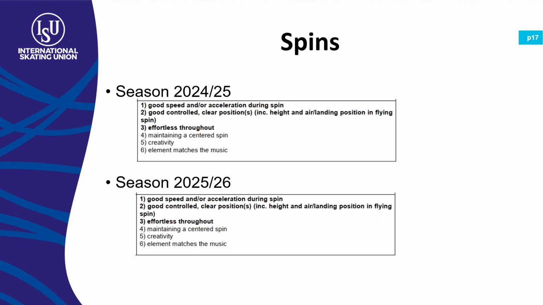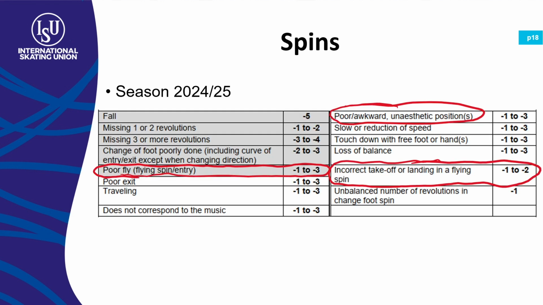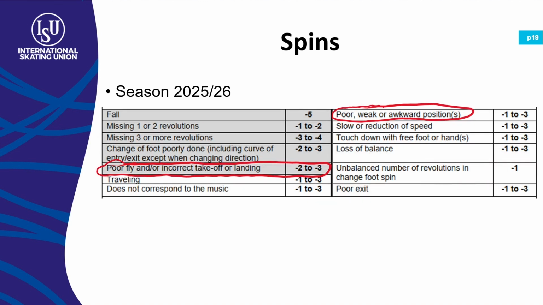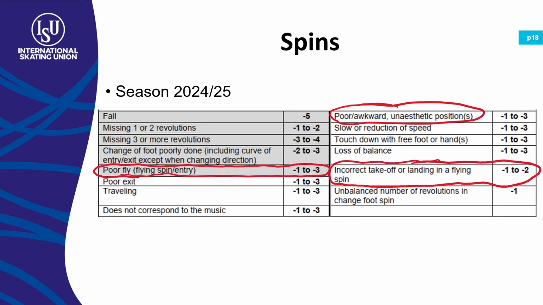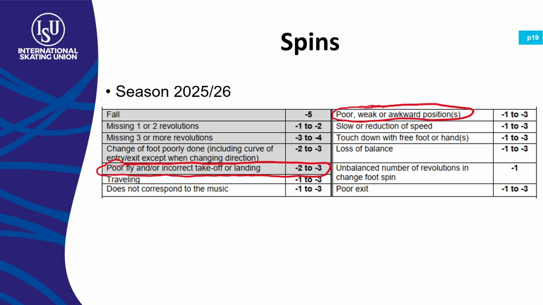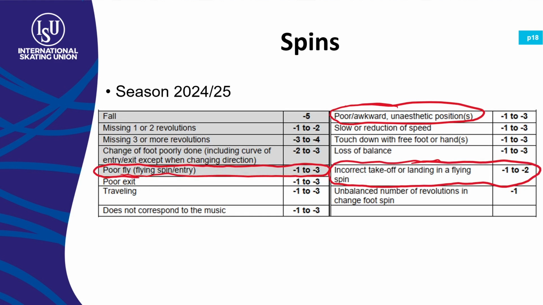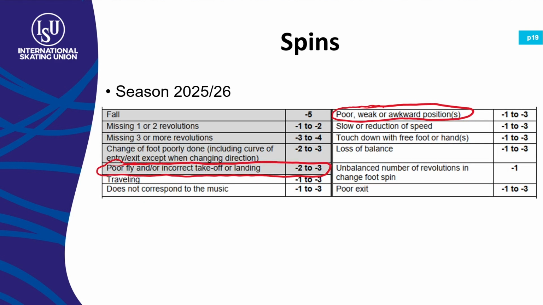Spins, positive bullets, no changes, but we have some changes for the negative bullets. So instead of 3 old bullets, we have 2 new ones: poor fly and or incorrect takeoff or landing, and as you can see there is nothing about the flying spin as before, and instead of poor awkward unaesthetic position, we have poor weak or awkward position.